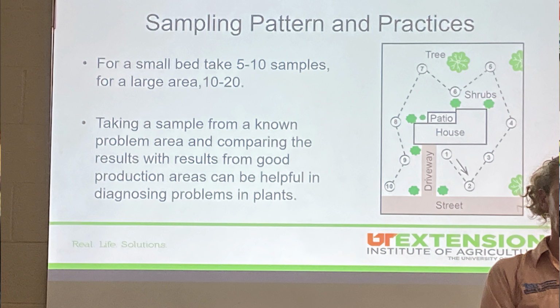And here's how to do it if you go around your house and your yard or lawn. For a small bed, take 5 to 10 samples. For a large area, 10 to 20. Taking a sample from a known problem area and comparing the results with results from good production areas can be helpful in diagnosing problems in plants.